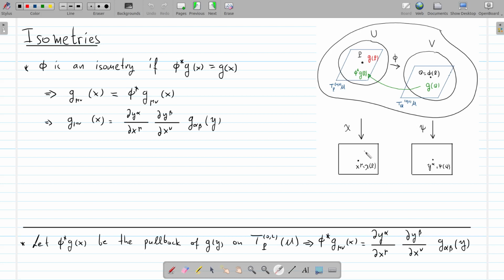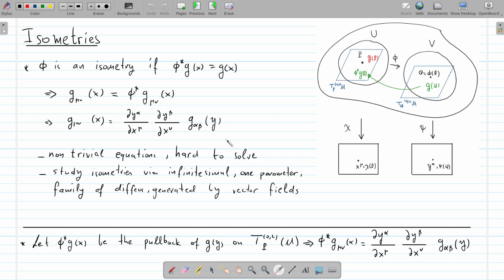Therefore, the equation that must be satisfied by this diffeomorphism is the one that says that the components of the pullback are equal to the components of the metric, and you see here that we have obtained a system of equations that is highly non-linear and difficult to solve. In order to study isometries, we consider isometries that are generated by the integral curves of vector fields, and we have seen that such diffeomorphisms define a one-parameter family of diffeomorphisms that are generated by those fields.